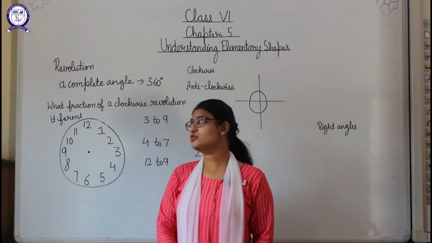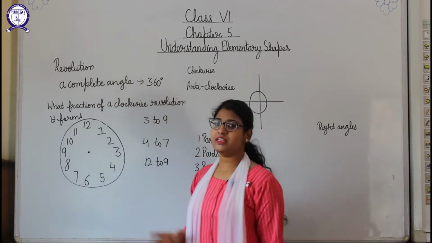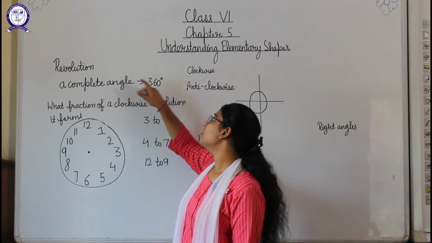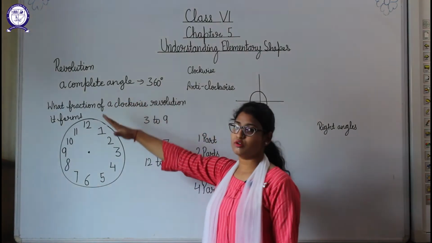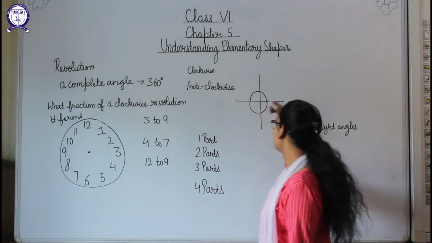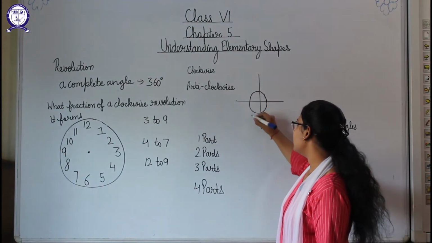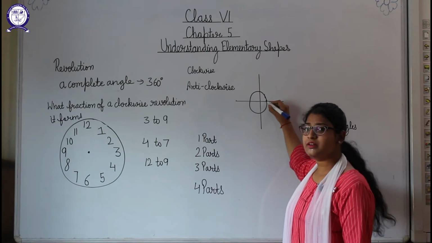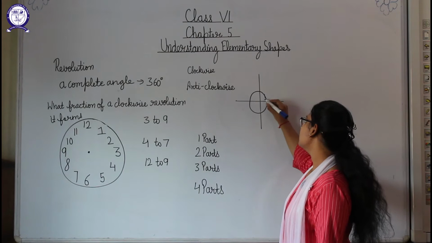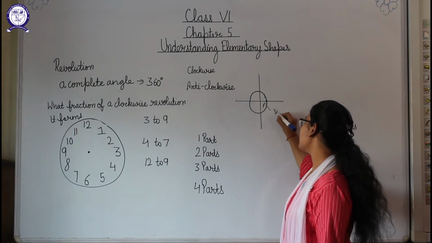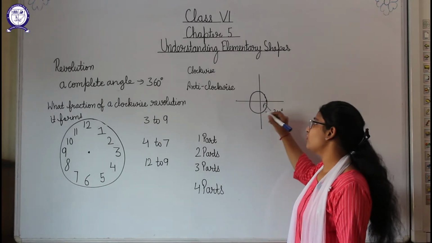Now students, our next topic is revolution. What is revolution, students? When anything completes an angle, meaning when it turns through 360 degree, then it is called one revolution. Suppose this is given to us, anything starts from here and completes and comes here again, then this is a 360 degree angle, or we can say a complete revolution, a complete angle or a revolution.